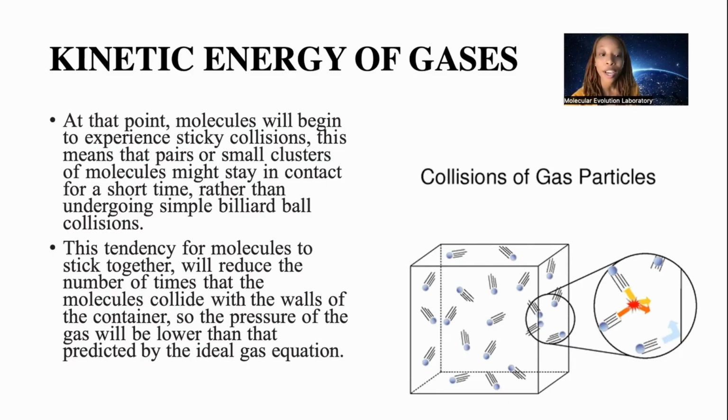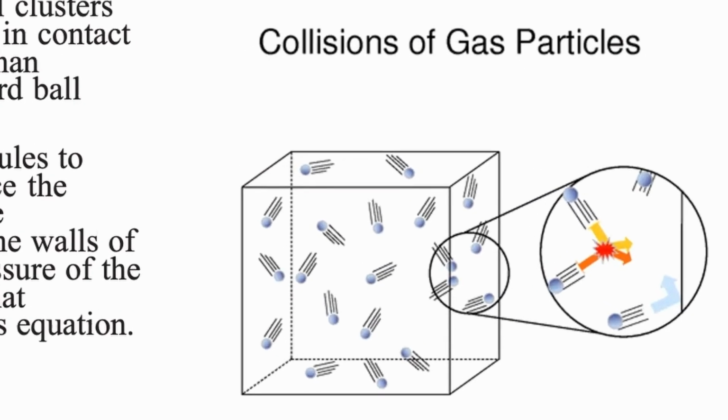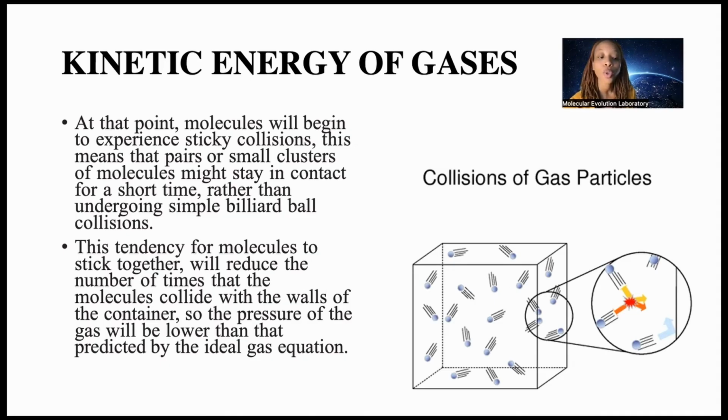This means that pairs or small clusters of molecules might stay in contact for a short time rather than undergoing simple billiard ball collisions. This tendency for molecules to stick together will reduce the number of times that the molecules collide with the walls of the container. So the pressure of the gas will be lower than that predicted by the ideal gas equation.